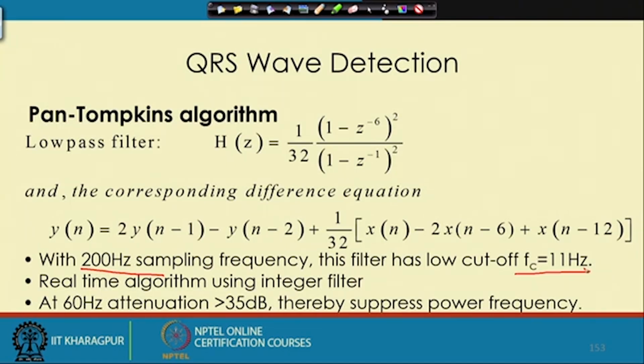And they have used this integer filter for the real time operation. Attenuation at 60 hertz would be more than 35 dB, and that is why this separation is good enough, and we do not need any more notch filter in this case.